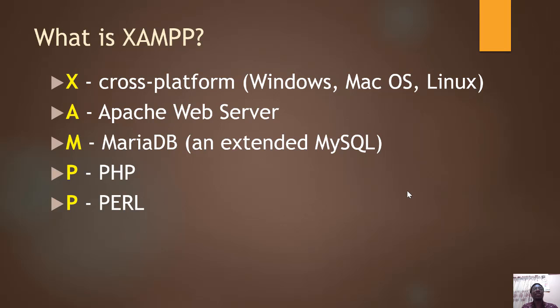All right, so P is an acronym for Hypertext Preprocessor, which is one of the most popular and also one of the oldest web scripting languages available on the internet. Yeah, it's very good. And interestingly, our Moodle learning management system has been built using the PHP scripting language. Now, the other P in XAMPP refers to Perl, which is another very robust scripting language. All right.